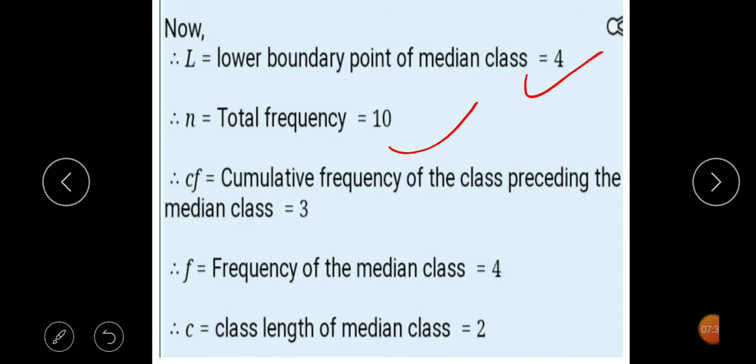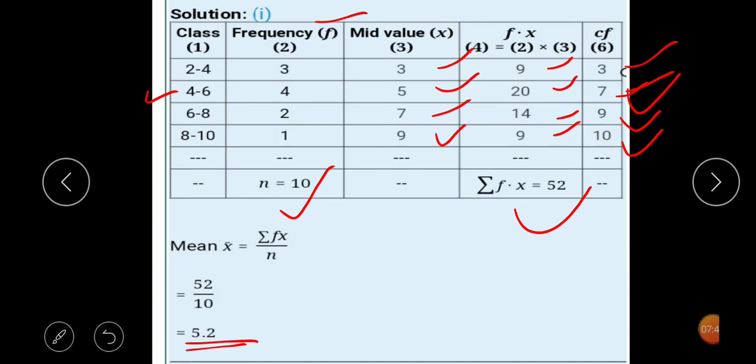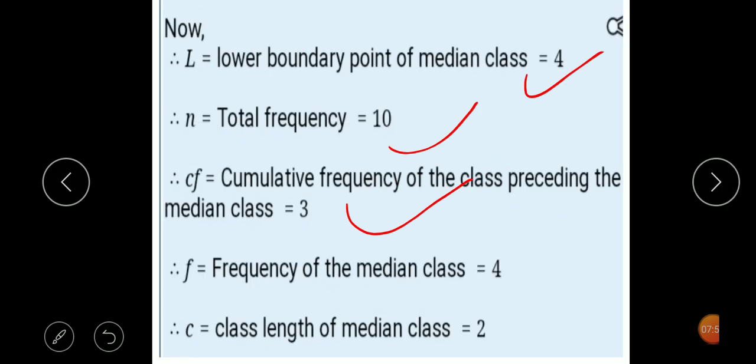Already we have written cumulative frequency, that is the cumulative frequency preceding the median class. Dear students, see, preceding the median class, the median class was 4 to 6. Its preceding term is 2 to 4. Its cumulative frequency is only 3. So the cumulative frequency preceding the median class is 3.